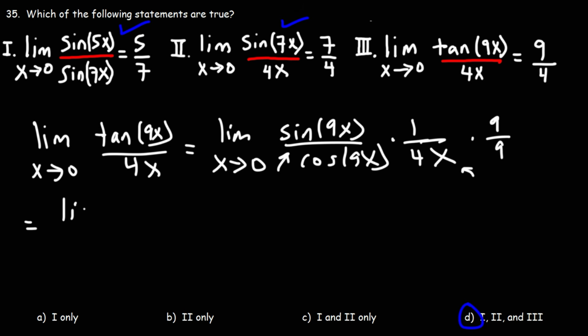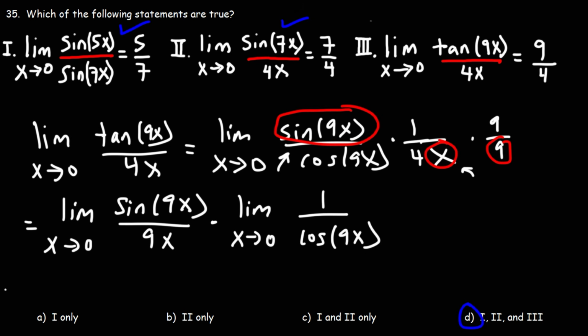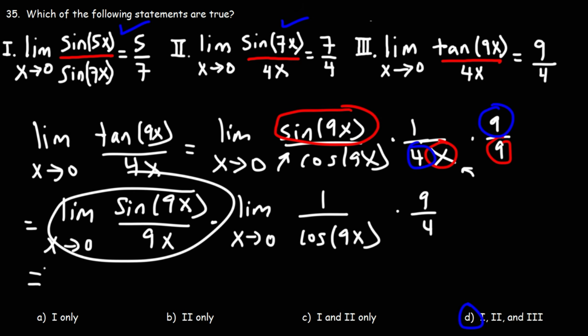So now we can rewrite this as the limit as x approaches 0 of sine 9x over 9x. So that's right here. And then I'm going to put these two together. And then times the limit as x approaches 0 of 1 over cosine 9x. And then what's left over is 9 over 4. So based on the limit formula, this is going to go to 1.